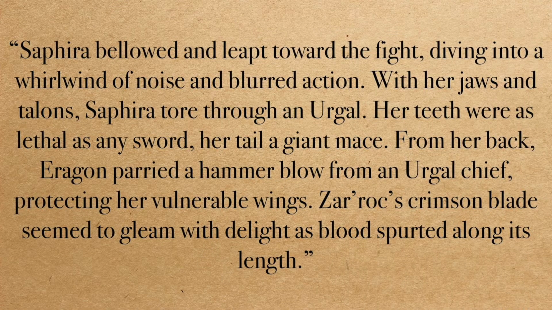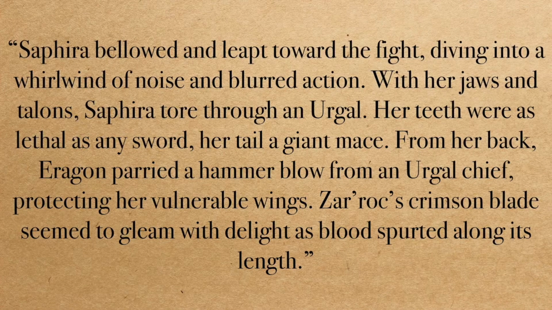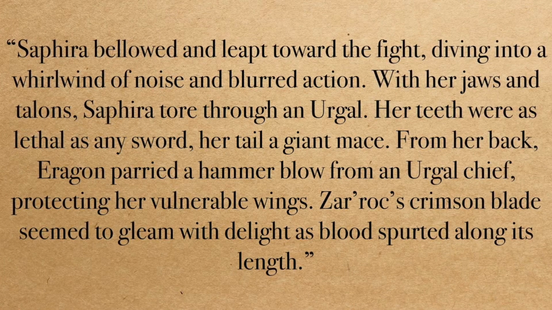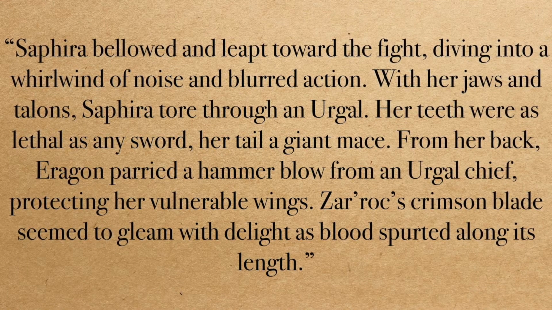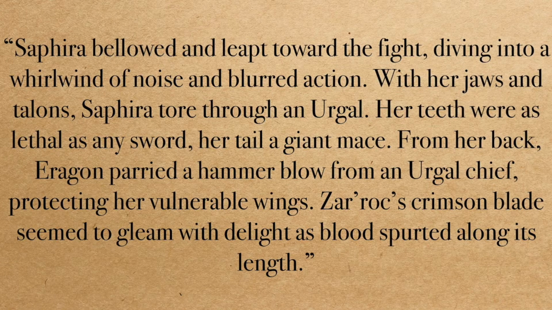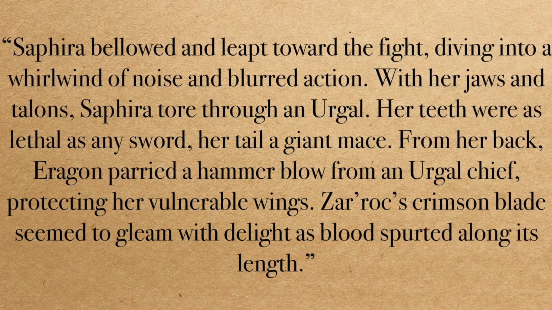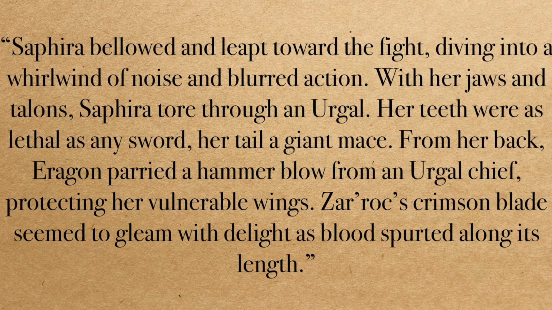Saphira bellowed and leapt toward the fight, diving into a whirlwind of noise and blurred action. With her jaws and talons, Saphira tore through an Urgle. Her teeth were as lethal as any sword, her tail a giant mace. From behind her back, Eragon parried a hammer blow from an Urgle chief, protecting her vulnerable wings. Zarok's crimson blade seemed to gleam with delight as blood spurted along its length.